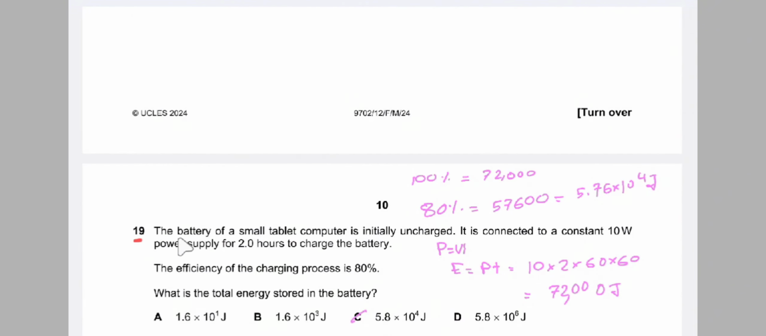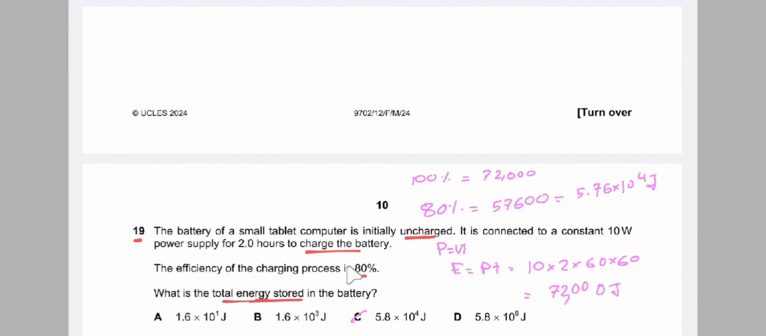Question number 19. The battery of a small tablet computer is initially uncharged. It is connected to a constant 10-watt power supply for 2 hours to charge the battery. The efficiency of the charging process is 80%. What is the total energy stored in the battery? That means the energy stored in the battery is the energy after charging.